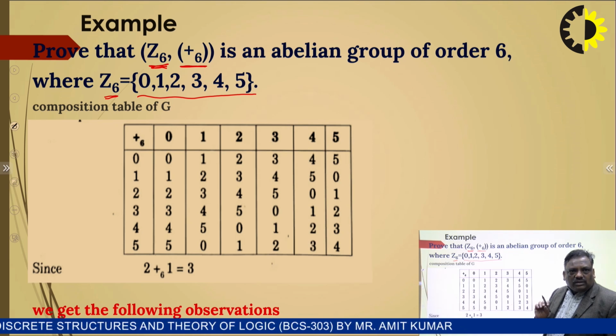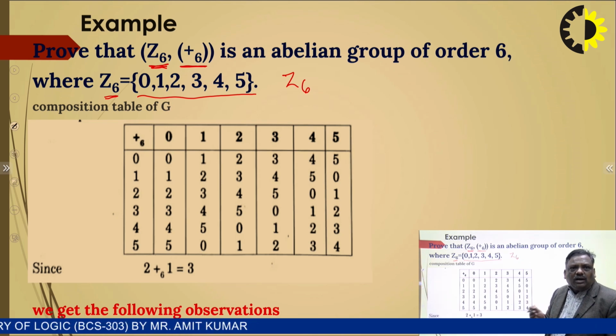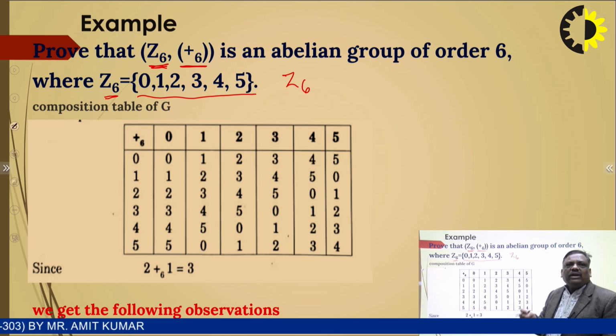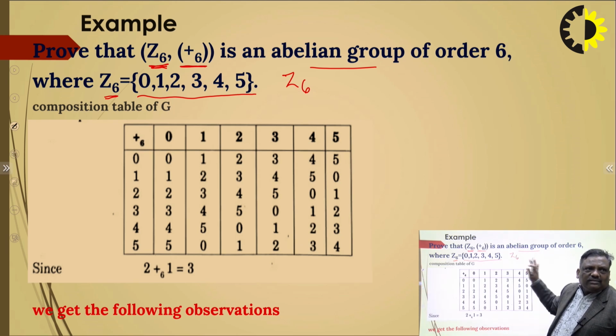this Z6 holds different types of properties, and when we satisfy these properties, then we can say it is an abelian group. When we want to prove the abelian group, we have five properties. First one is closure, second one is associative, third one is existence of identity element, fourth one is existence of inverse element, and fifth is commutative. One by one we can prove that, and when all five properties are satisfied, this one is an abelian group.